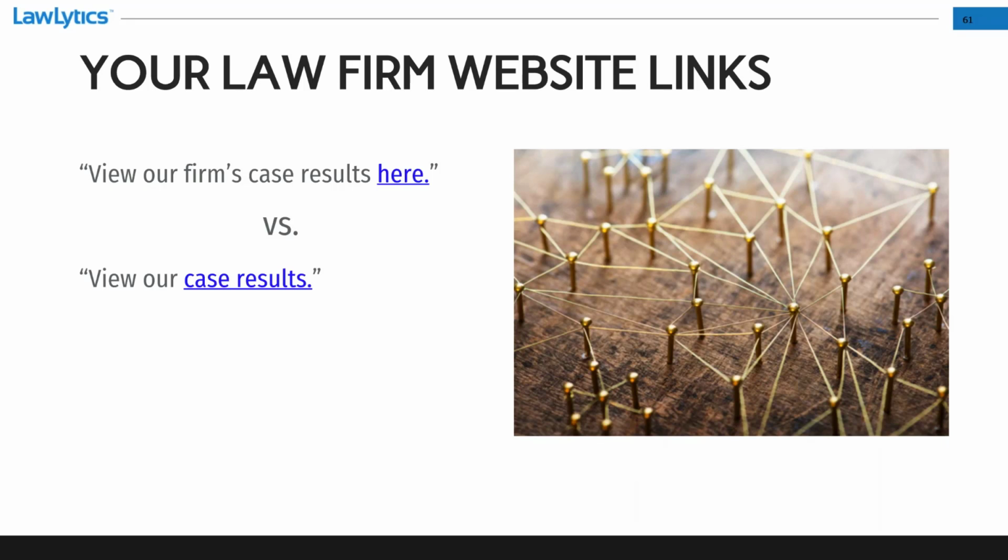Now, another thing that can really help users with their decision-making process is your law firm's website links. Having poor link titles is a major accessibility requirement for websites. Most sites use overly general links like click here, which says nothing about what is to be found when you do. Link text should be clear and make sense out of context.